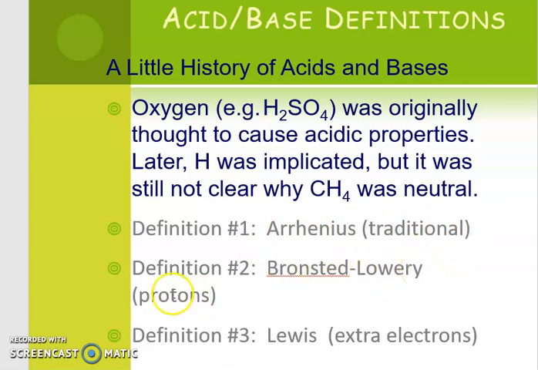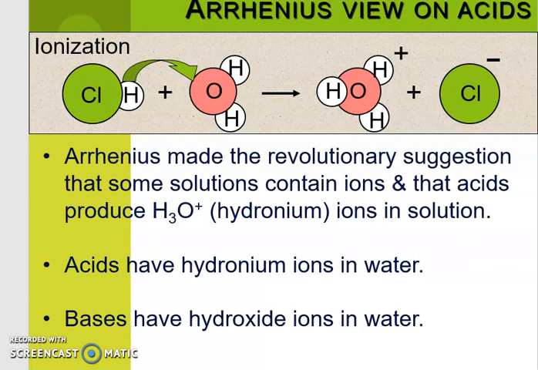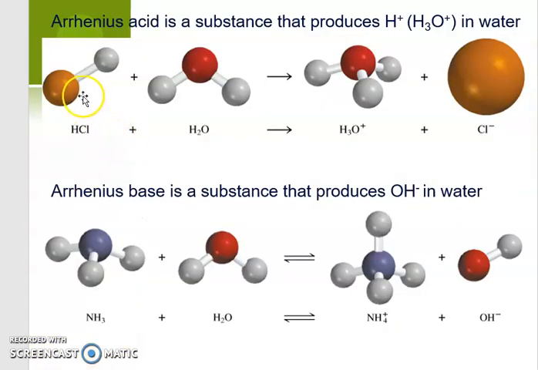Oopsie, let me get to the right page here. When we talk about the Arrhenius definition, I'm going to show something different here real quick. We would talk about how with an acid you would get a hydronium ion, and with a base you would get a hydroxide ion. That's pretty much his definition.